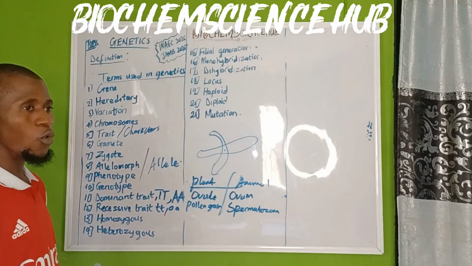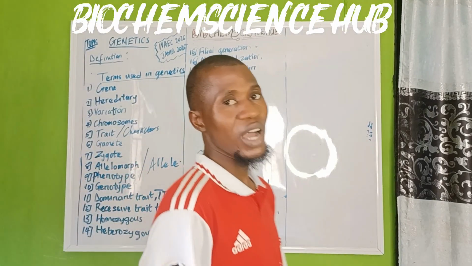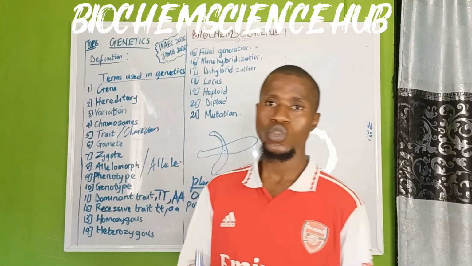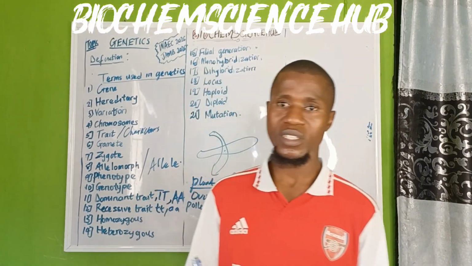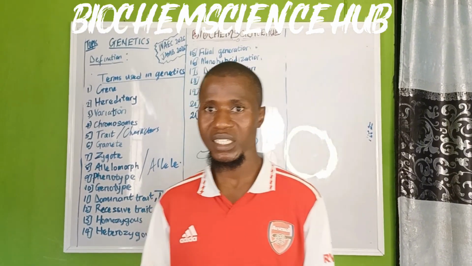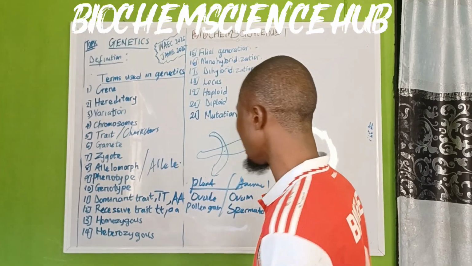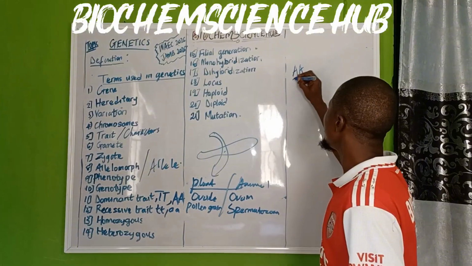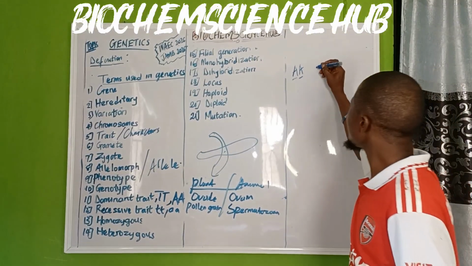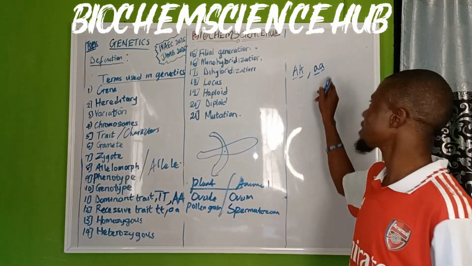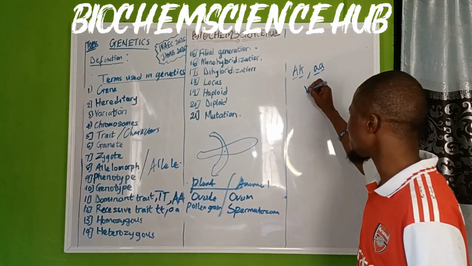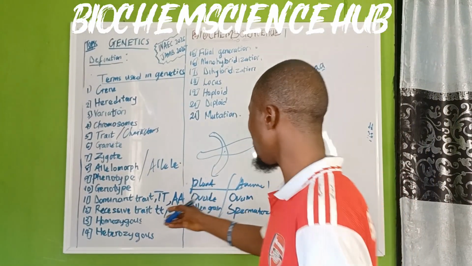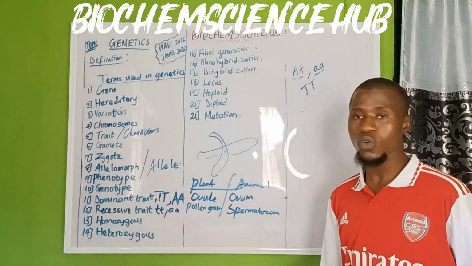So moving to homozygous. An individual is said to be homozygous if it possesses two genes of the same kind on the chromosomes. So homozygous can be seen like AA. This is the same thing, likewise AA. If you see these two, they are similar. Likewise these two are similar, likewise this. So when an individual possesses this, we say that individual is homozygous.